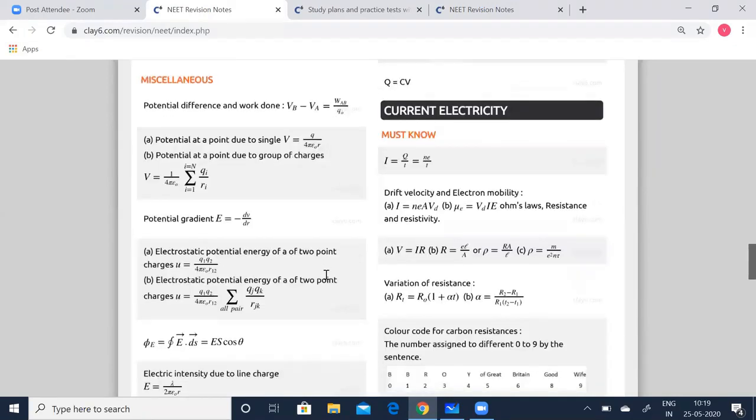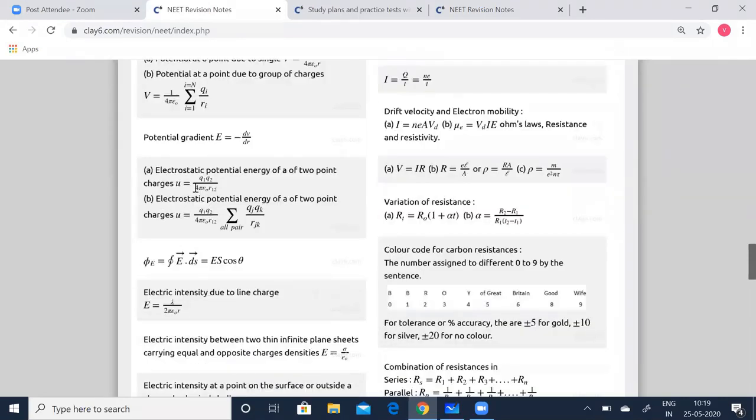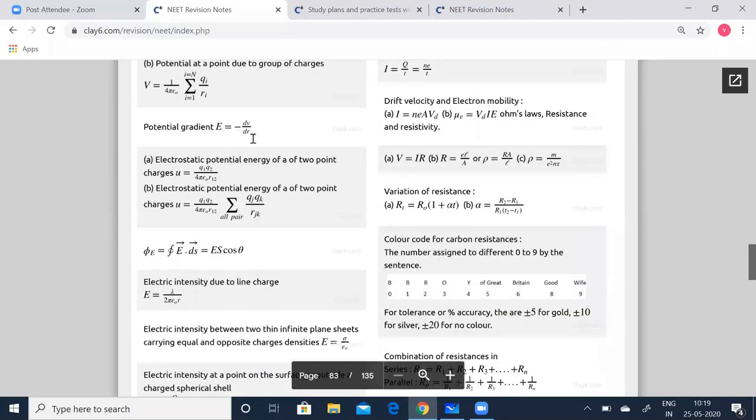Potential at a point due to a group of charges, you simply add, it's going to be the summation. So you can take 1 by 4 pi epsilon 0 as a common factor, then it is summation of Qi by Ri, where i goes from 1 to n. Potential gradient E is given by minus dV by dr. Make note of this because we'll be using this again in the second lesson, the current electricity also, the third lesson, current electricity also.